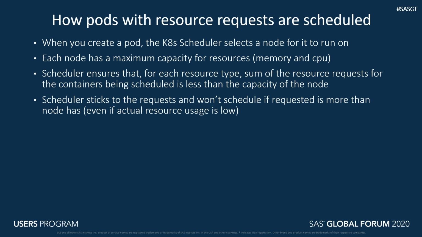So it's making sure again that everything fits, that it does this intelligent scheduling where it doesn't overburden or overrun the resources available on the node. The scheduler sticks to the request and won't schedule if the request is more than the node. So even if the actual resource usage is low, if the request that has been specified across all the things you're trying to schedule on there is more than the node can tolerate or more than the node has, things won't get scheduled. So you can sometimes end up in a case where there's not enough resources available on any node to actually schedule the particular item out there.